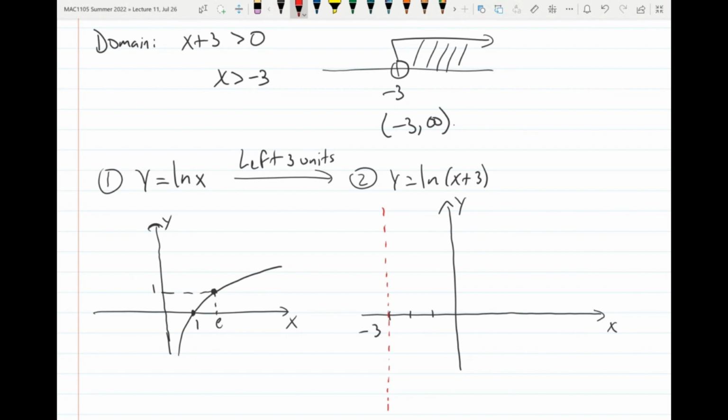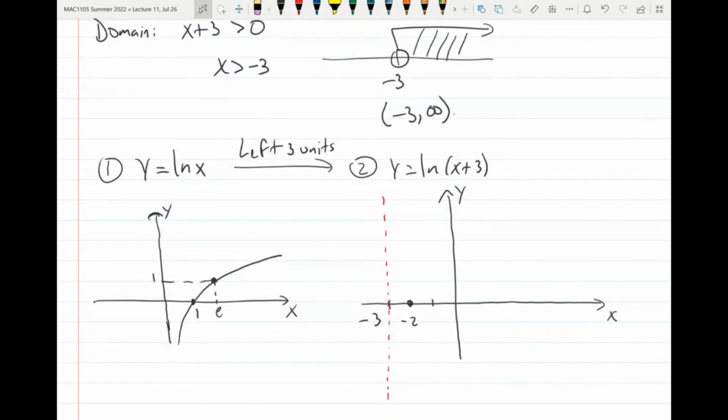And now let's move our point. So the point (1, 0) is going to go to (-2, 0). And then the point (e, 1) is going to go to (e minus 3, 1). Remember, e is 2 point something, so 2 point something minus 3 is negative 0 point something. Okay? So it's going to be somewhere in here. Let's say this guy here is (e minus 3, 1). And now we graph.